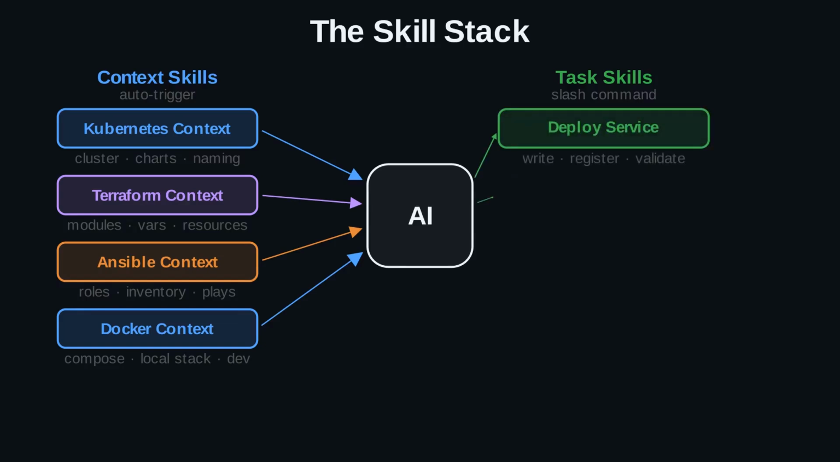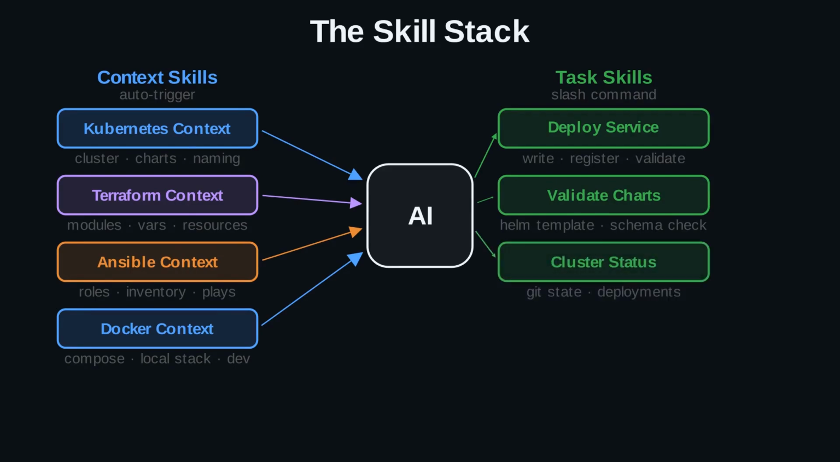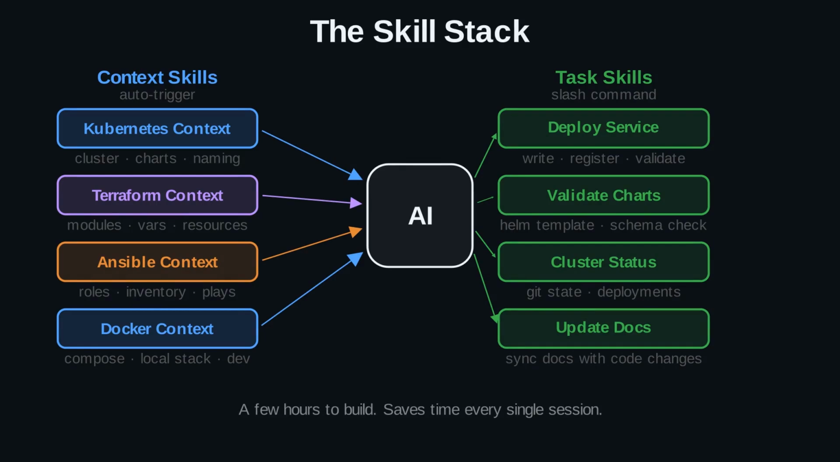A deployment skill for adding or modifying services in the GitOps chart. This one does the heavy lifting. It knows the conventions, writes the values file, registers the service, and runs validation before committing. A validation skill that runs Helm template checks and YAML schema validation. I invoke this before any cluster-touching commit.